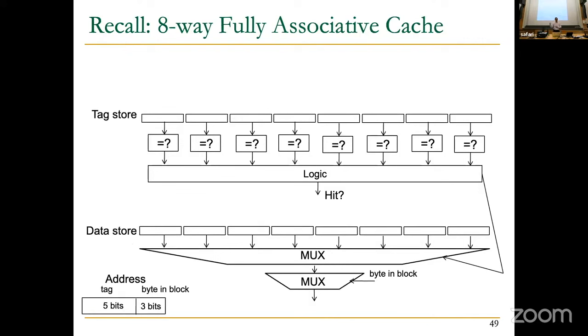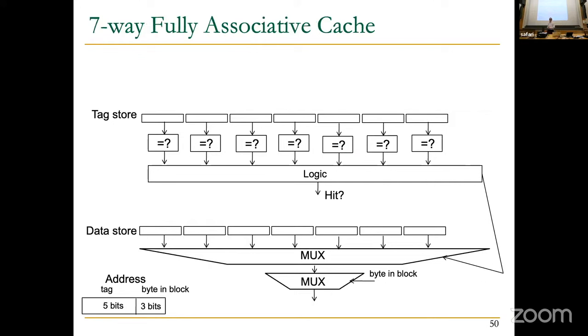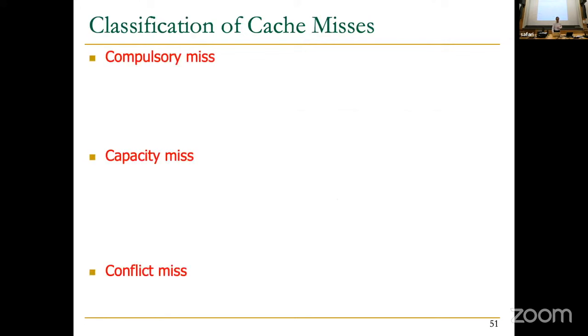But this is our 8-way fully associative cache. How do you make it 7-way? Get rid of 1. This is my 7-way. If you want to make it 9-way, you need to widen the mux to 16, unfortunately, but you can add 1 more. So associativity is not dependent on anything in the address being a power of 2 value.